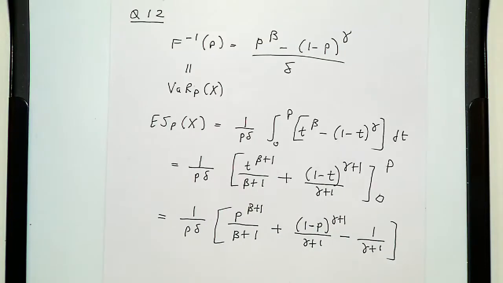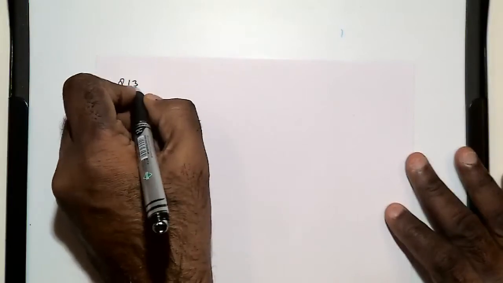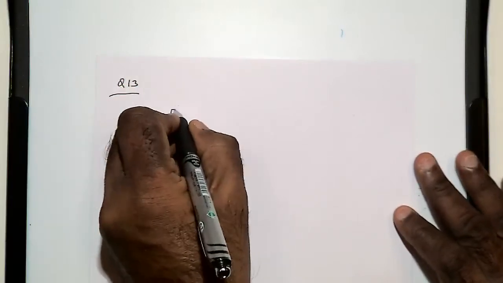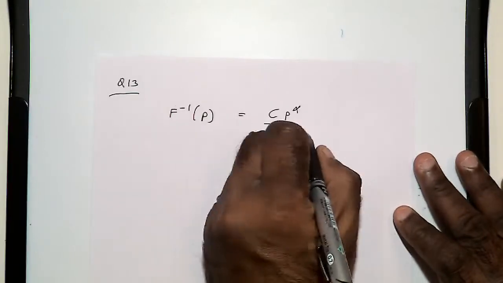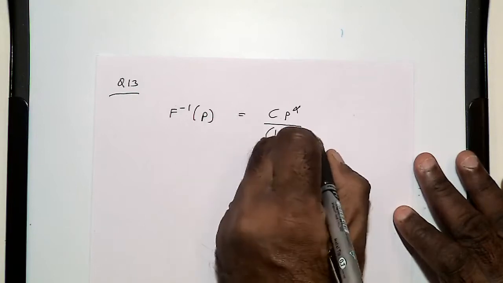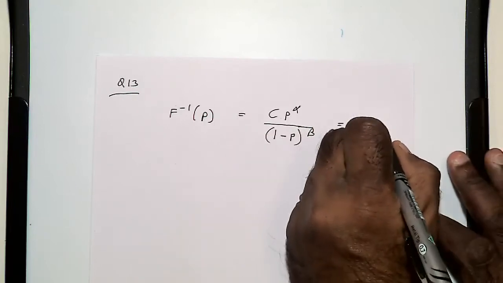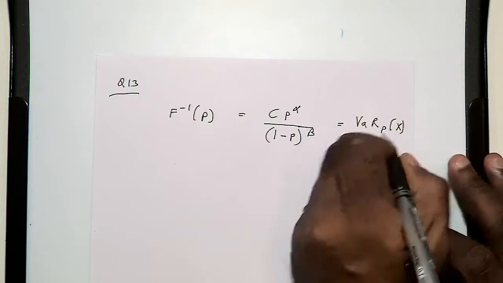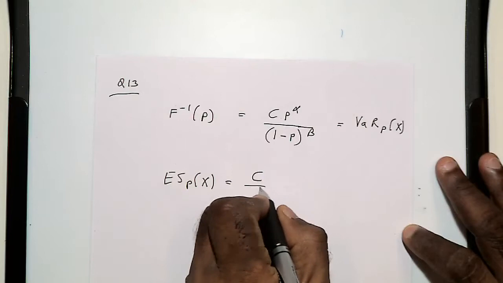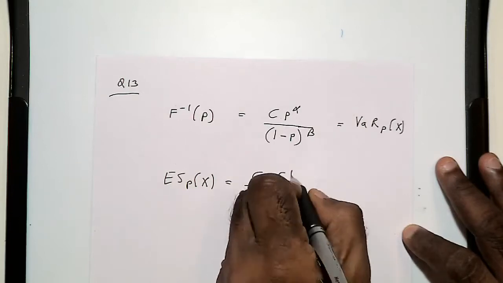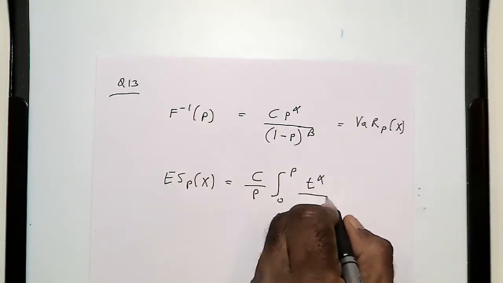And finally, I don't know if I have the time, question number 13, which is the last question. I'll just do it quickly. This is question 13. You're told that the inverse function of F is c times p to the power alpha, 1 minus p to the power beta. So you just have to find the expected shortfall, which is c divided by p, integral from 0 to p of t^alpha (1 minus t)^beta dt.